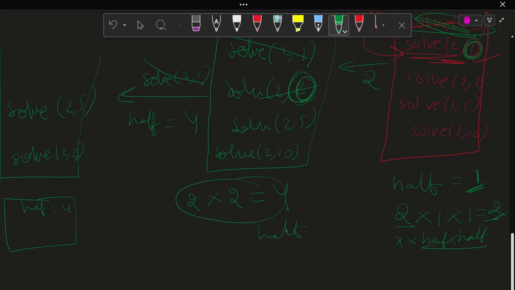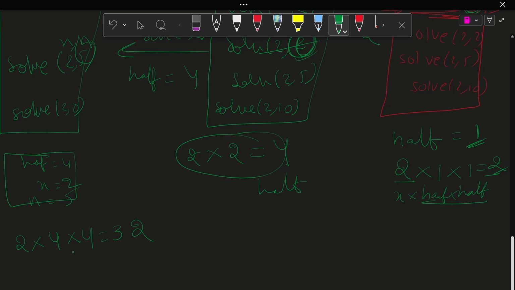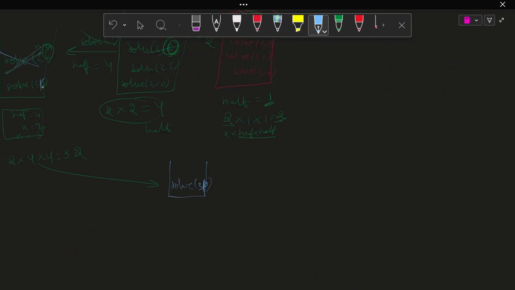So this is half. Okay, x is equal to 2, n is equal to 5. You can see over here x comma n this is. So I am going to calculate again, meaning x into half into half, which is 32. So after this I am going to destroy this sol 2 comma 5. So I have destroyed this, and finally I am left with sol 2 comma 10.